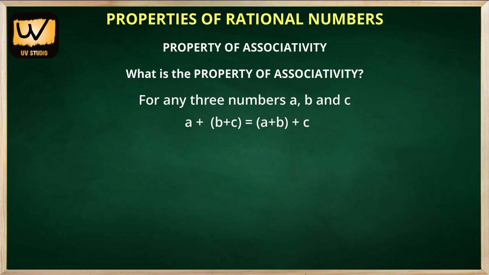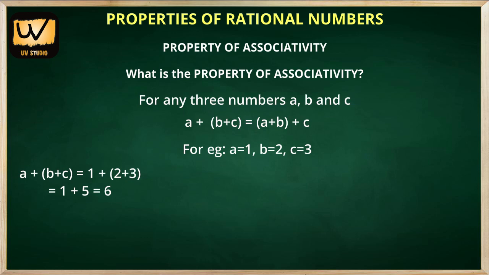Let us consider a very simple example for you to understand the property of associativity. Suppose the value of A is 1, B is 2 and C is 3. So, what will be the left hand side? A plus into brackets B plus C. Let us substitute A as 1, B as 2 and C as 3. So that will be 1 plus into brackets 2 plus 3. That will be equal to 1 plus, how much is the addition in the bracket? 5. And 1 plus 5 is equal to 6. Remember, the left hand side value is 6.